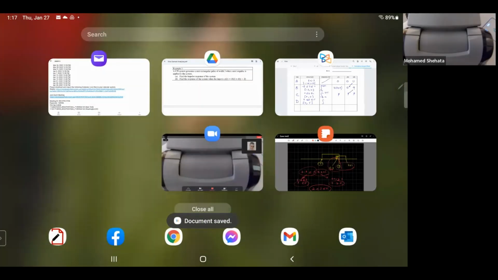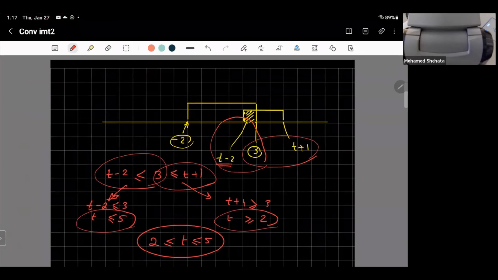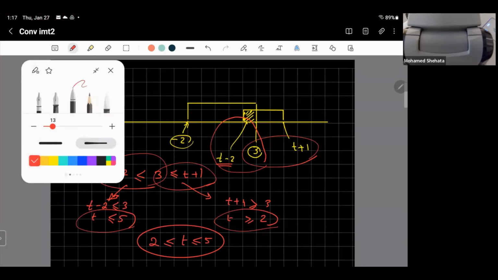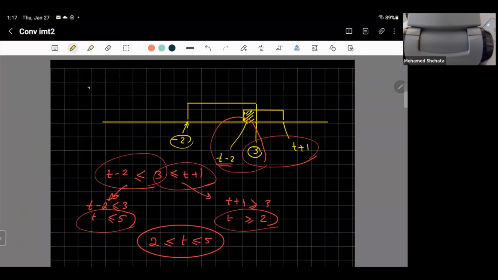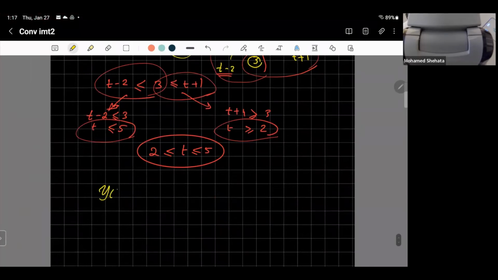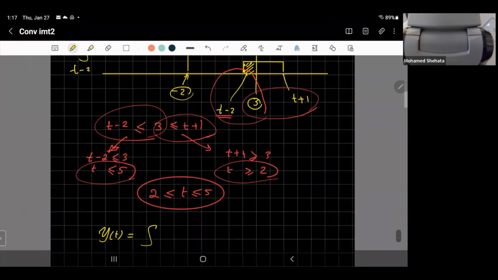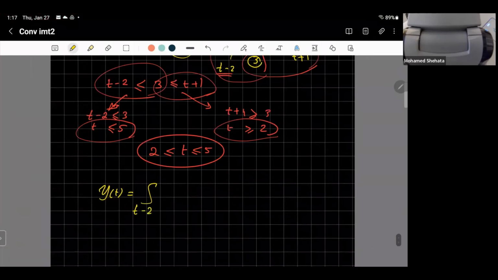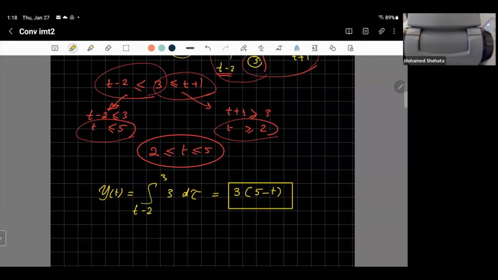Now I want to find the limit of integration. The limit of integration depends on the shaded region only, the overlap region. So can somebody tell me what the limit of integration is in this case? From t minus 2 up to? That's right. Excellent. So you will say y of t is equal to the integration from t minus 2 up to 3 of d tau. And I got it equal to 3 times 5 minus t. That's the result of the integration. 3 times 5 minus t.